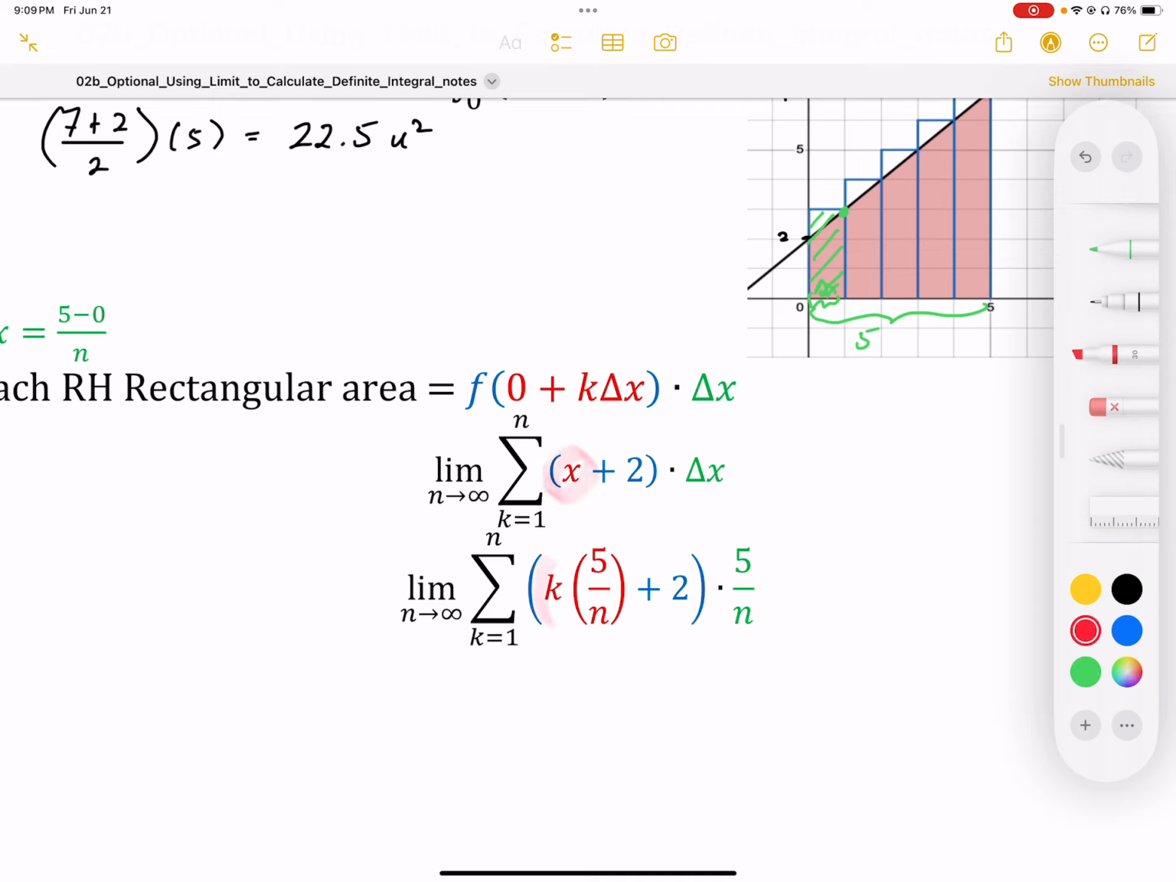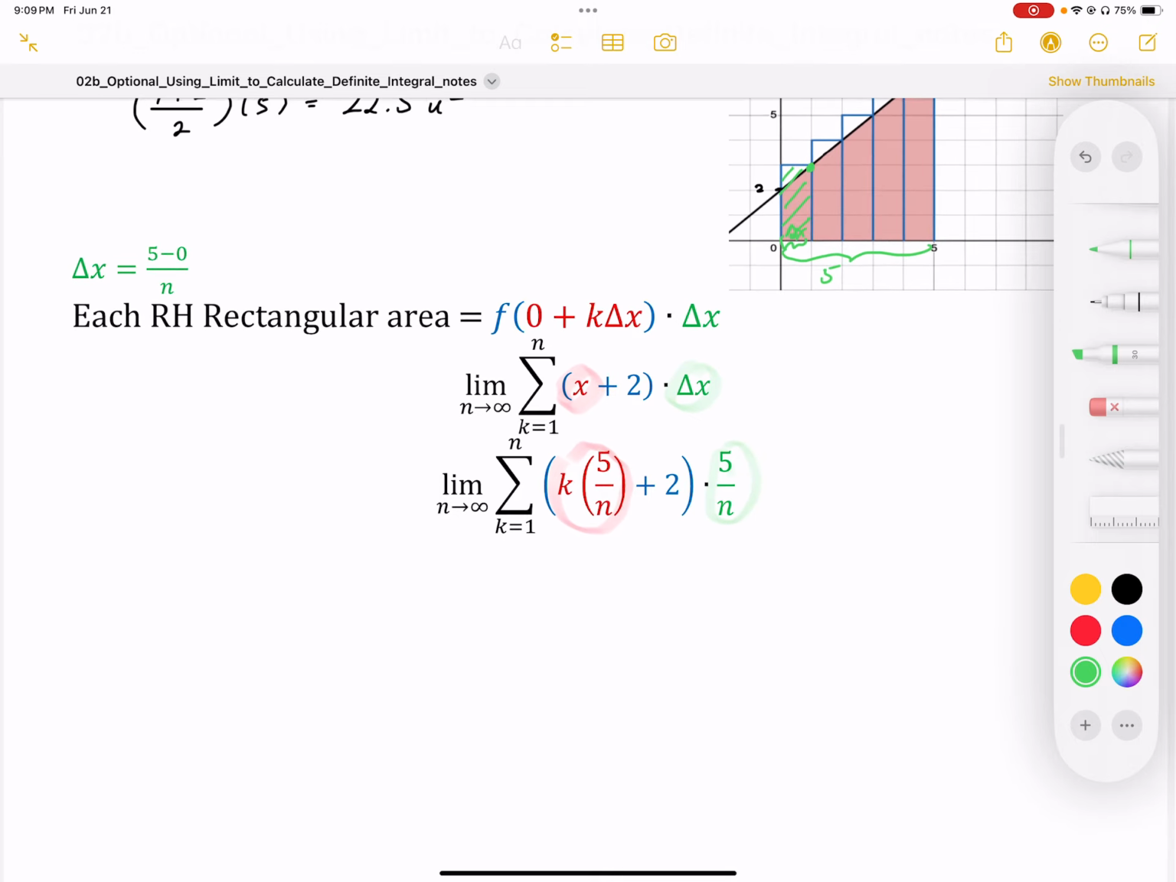I replace this x in the expression with this k expression. And then I have in the blue brackets my linear function, x plus 2. And then the delta x I'm going to replace with the 5 over n, which is my interval width. And as n goes to infinity, my interval width goes to 0.